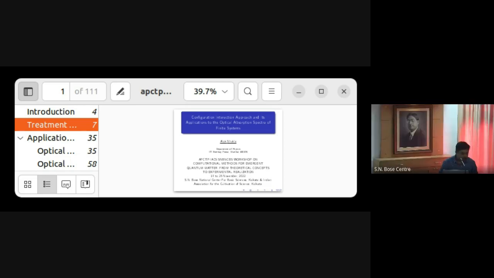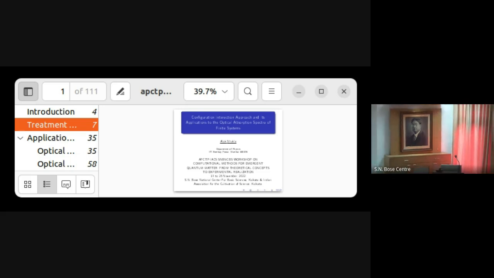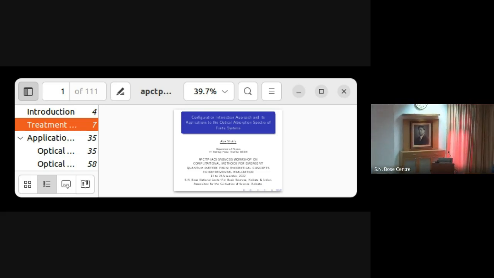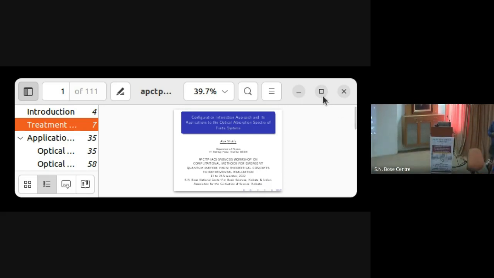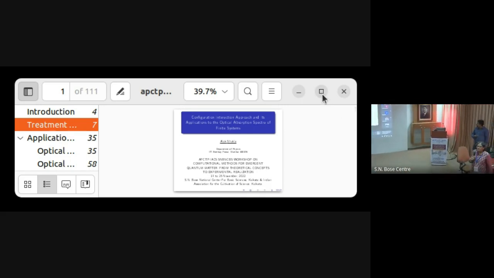Good morning, everybody. Welcome to the fourth day of the meeting. Still the first part of the meeting continues today with wave function-based methods. And Alok Shukla of IIT Bombay is going to talk to us about this.